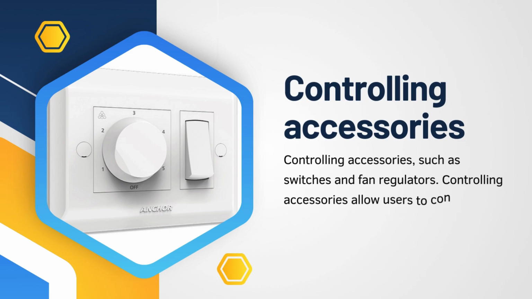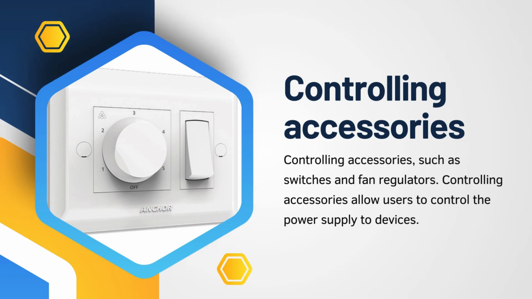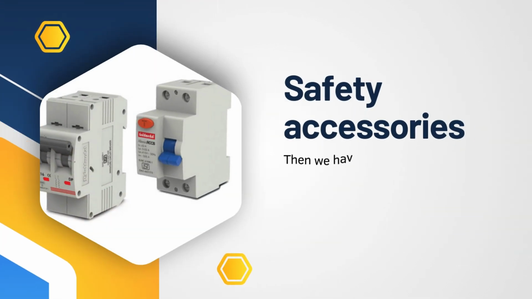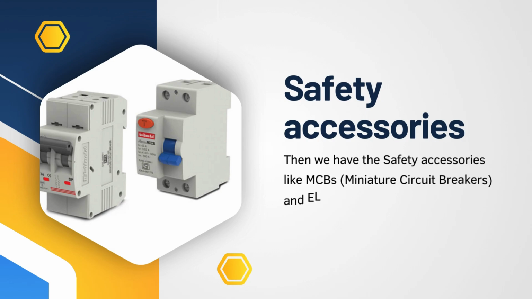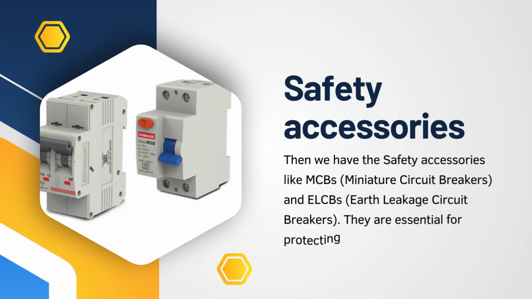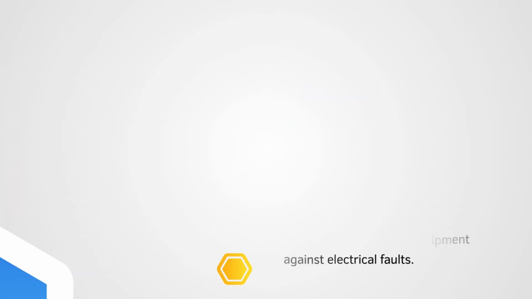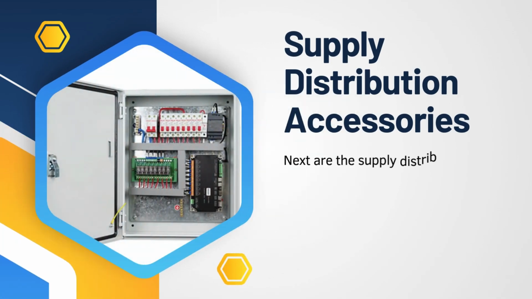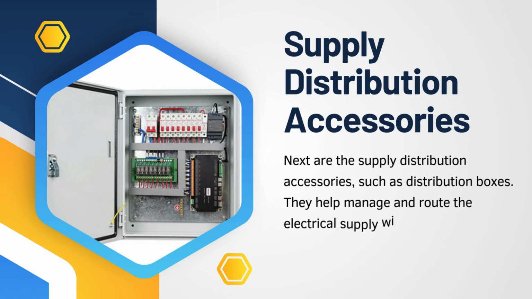Controlling accessories allow users to control the power supplied to the devices. Then we have the safety accessories like MCBs, that is miniature circuit breakers, and ELCBs, that is earth leakage circuit breakers. They are essential for protecting circuits and equipment against electrical faults. Next are the supply distribution accessories such as distribution boxes. So they help manage and route the electrical supply within the premises.